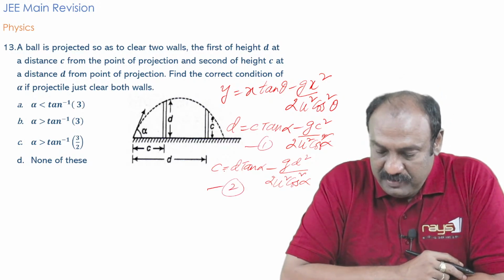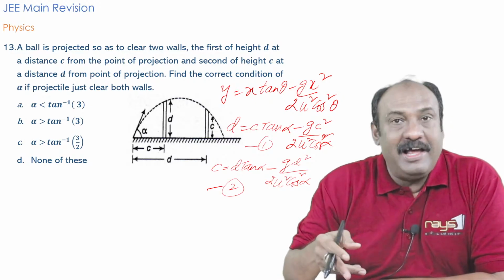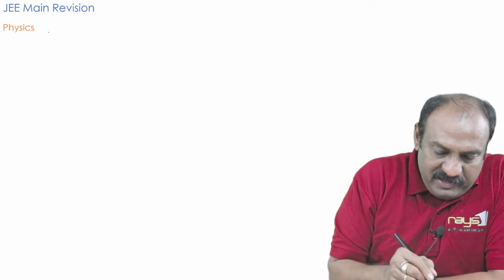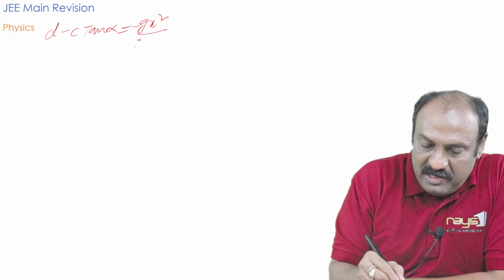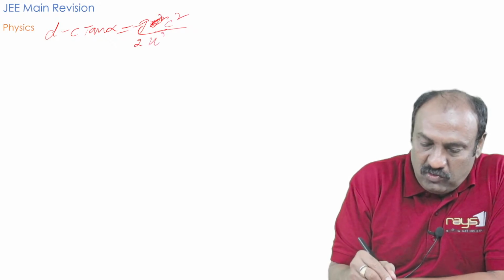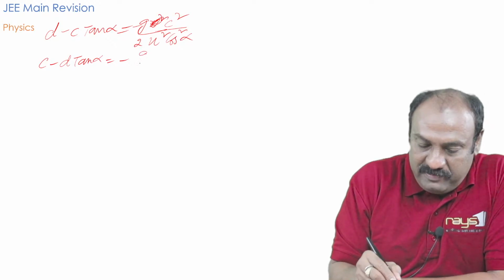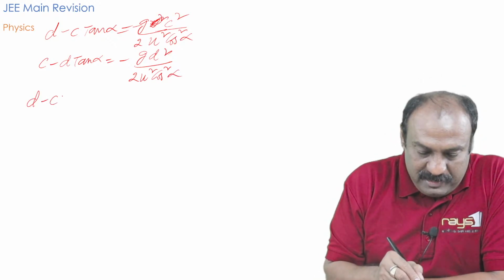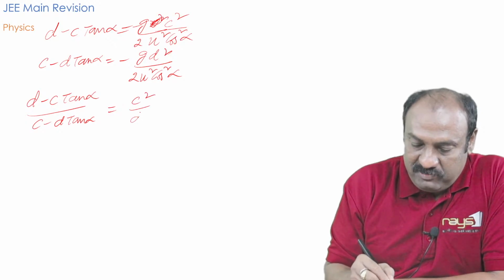From this, we want alpha. What do we have to do? We have to eliminate the g value. How do we eliminate it? From equation 1, d minus c tan alpha is equal to minus g c square by 2u square cos square alpha, and from equation 2, c minus d tan alpha is equal to minus g d square by 2u square cos square alpha. By dividing 1 by 2, we get d minus c tan alpha by c minus d tan alpha is equal to c square by d square.